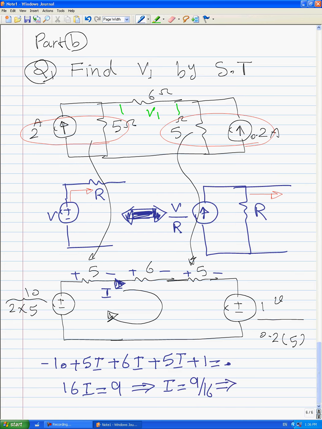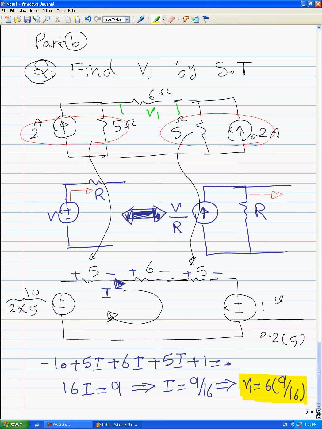And immediately we can find out V1. V1 is equal to 6 times 9 over 16. This is final answer for V1. Okay, once again, we solved this question by using source transformation method.